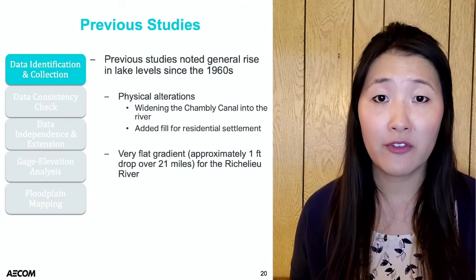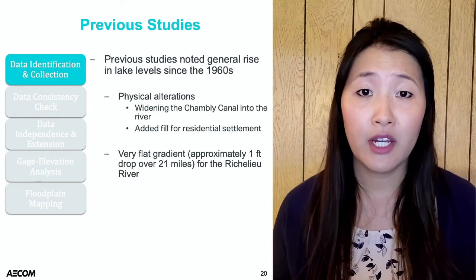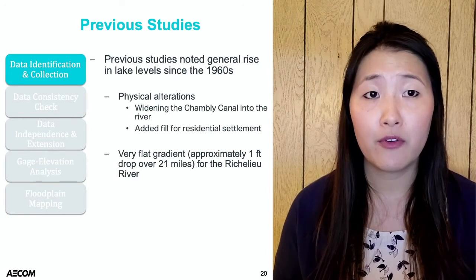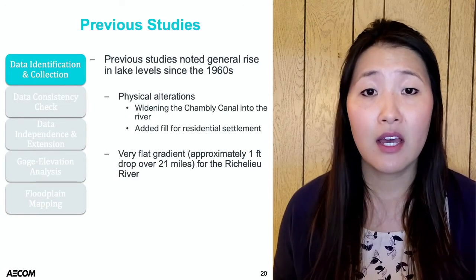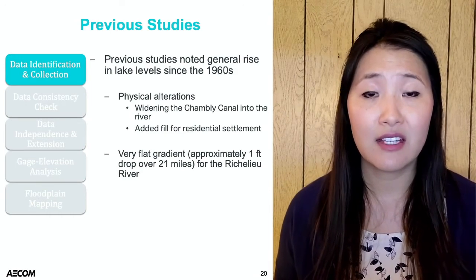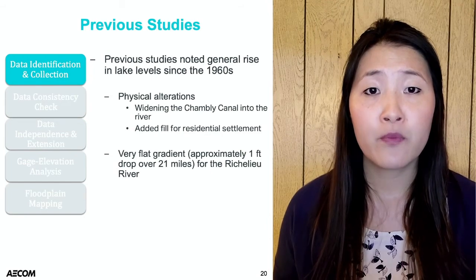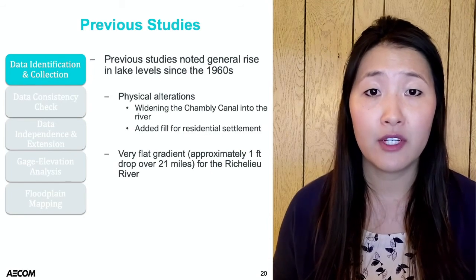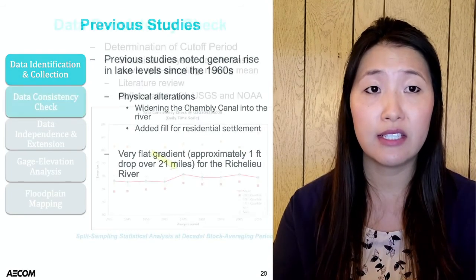Additionally, the Richelieu River in Canada has a very flat gradient. It's about a 1 foot drop over approximately 21 miles of length. So previous studies noted that this flat gradient, coupled with vegetation and sediment deposits, also contributed to the half a foot increase in lake levels in the late 1960s.